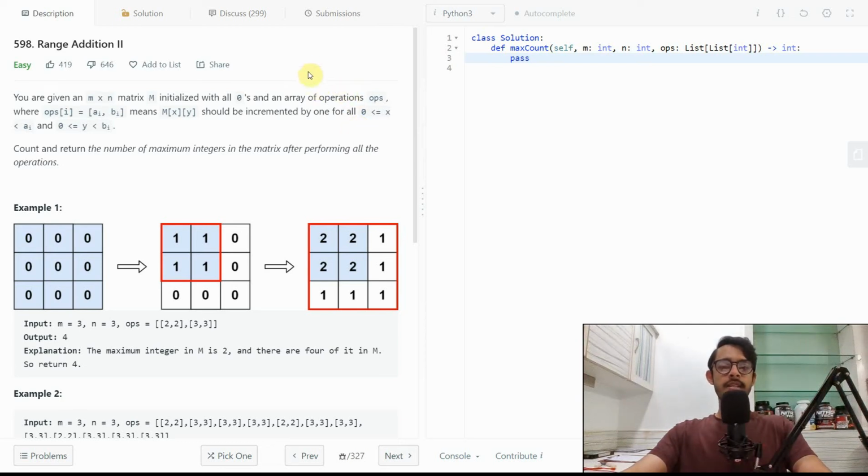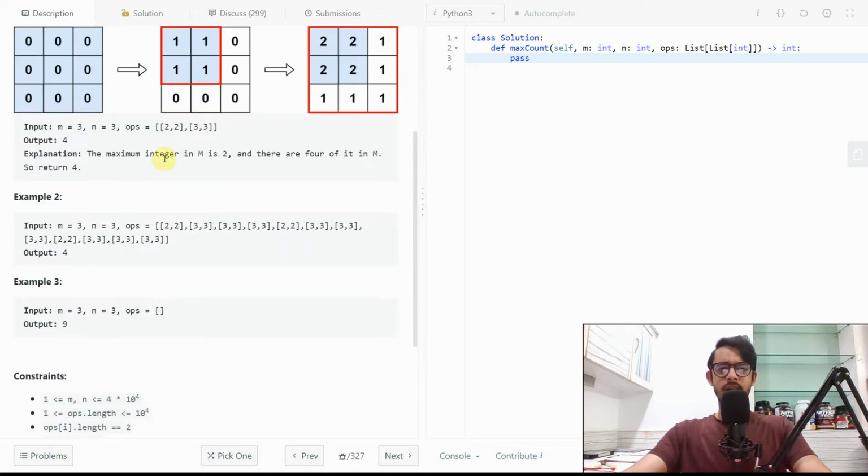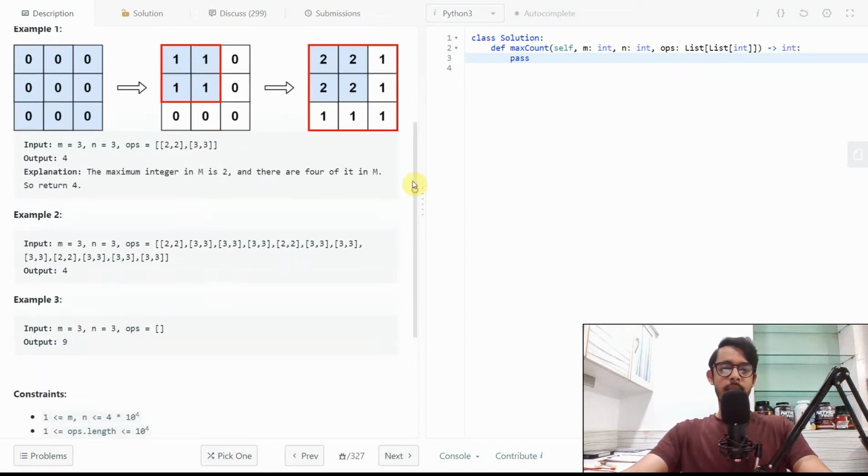Okay, so this is the solution to the problem Range Addition 2. It's an easy rated problem hinging on one single observation, and that's it. We'll get to what that is, but first let's understand this question with an example.